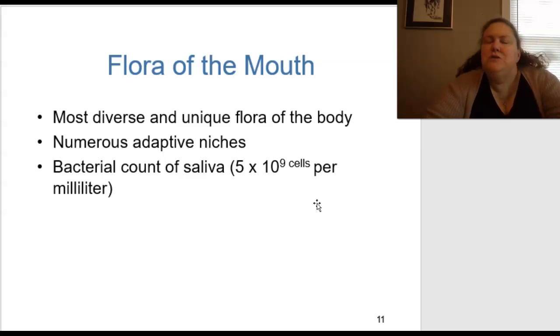What about our mouth? I had you guys do a mouth culture, right? And the flora of the mouth, this is the most diverse and unique flora of your entire body because there are numerous adaptive niches, and the bacterial count of saliva is 5 times 10 to the 9th power of cells per milliliter. That's a lot. But we need those guys, right? So we actually start our digestive processes in the mouth. We have those lipases, right? Or no, it's proteases that are going to start breaking down your sugars and your proteins and stuff like that. Mostly your sugars in your mouth.